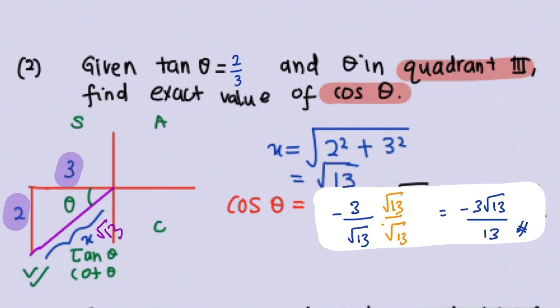We have 3, 2, and also square root 13. So let's find cos now. Obviously, this is negative because this is in the third quadrant. So cos is adjacent over hypotenuse, so 3 over square root 13. Let us rationalize the denominator, so times square root 13 in numerator and also denominator. So square root 13 times square root 13 is 13. So 3 times square root 13 is 3 square root 13. So this is our final answer.